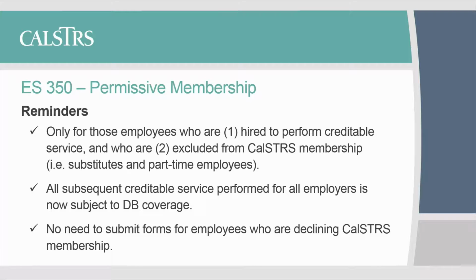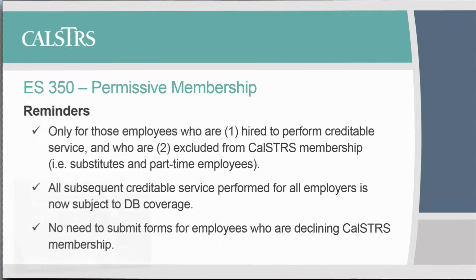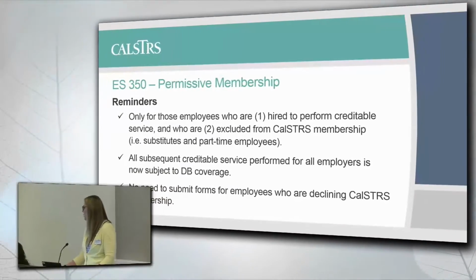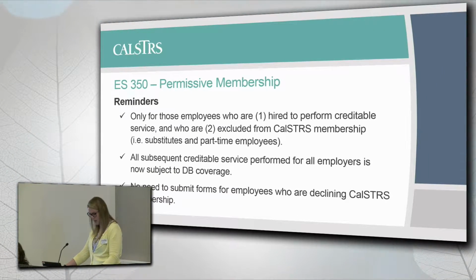And then finally, we ask that you don't submit the ES-350 form to us if your employee is declining membership. Again, they're already excluded from membership with CalSTRS. We don't need to see the form that says they're declining it. We get that you will probably use it to make sure that they know that they're declining, and you can keep it for your records. And if we ever need it, we'll reach out to you, but we don't need the form to come in-house.